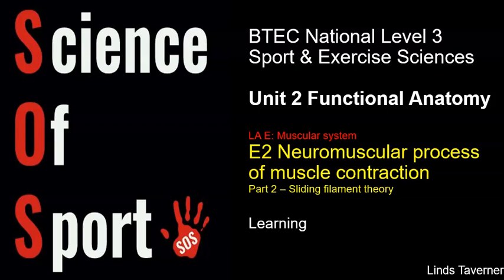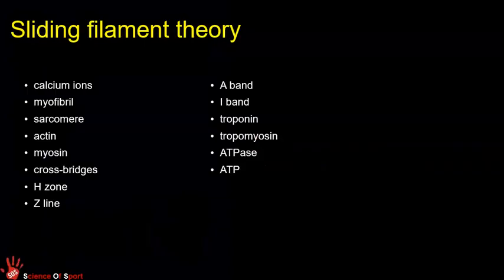So an impulse has travelled down a motor neuron and arrives at muscle fibres. This video looks at what happens when that impulse arrives at the muscle fibres to make them basically shorten and contract. Now, the specification basically is a list of terms that you need to be able to identify on a diagram and use as part of an explanation of the sliding filament theory.